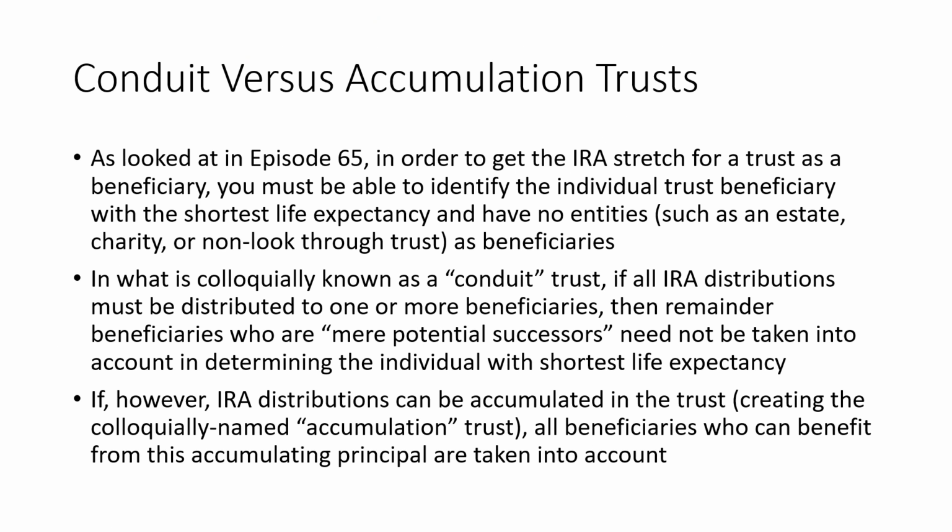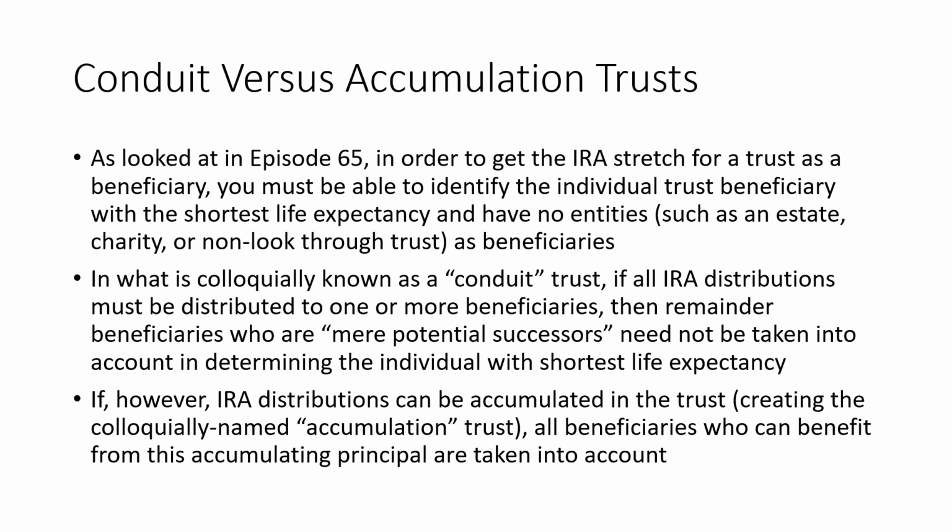So there's some colloquial terms given to different types of trust, being a conduit trust versus an accumulation trust. And the way the Treasury regulations approach this is that if all IRA distributions cannot be accumulated in the trust but must be distributed out to one or more beneficiaries in the same year, then you don't have to take into account the remainder beneficiaries because they're treated as mere potential successor beneficiaries.